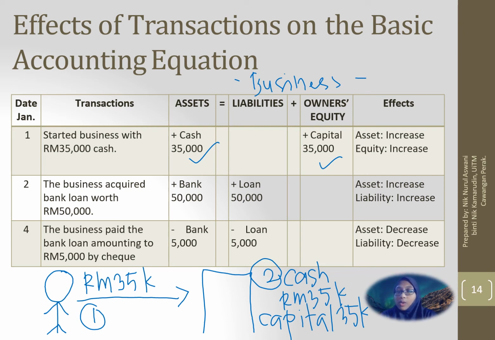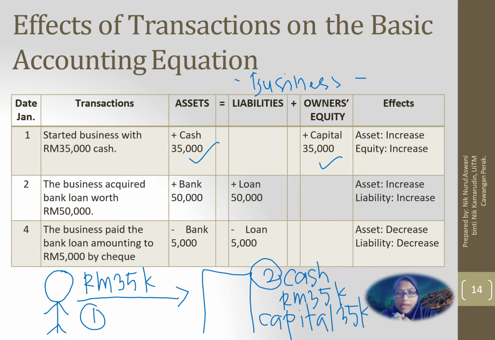What happened now to your accounting equation? Now you have a balanced accounting equation. The business receives money, and at the same time they have to record where the money comes from, which is from the owner under owner's equity. Okay, let's look at the next one.